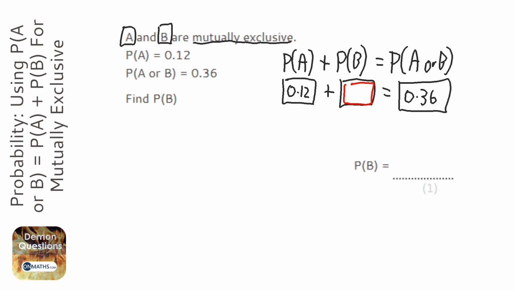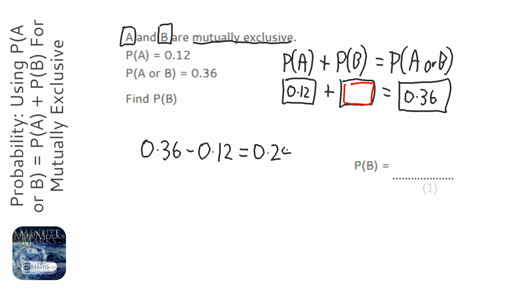Now we're given this, and we're given this, and we're asked to find this. So to do that, we're just going to do 0.36, and we're going to take away 0.12, which will be 0.24, and we can check that. Let's just put in 0.24. 0.24 plus 0.12 is 0.36.